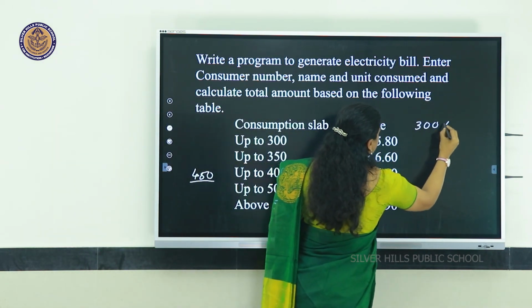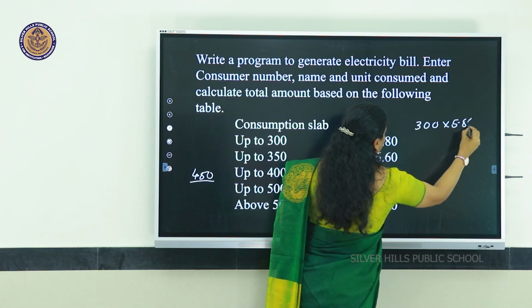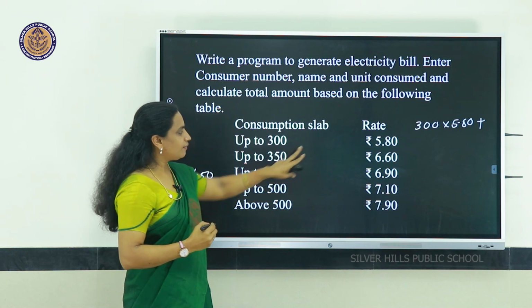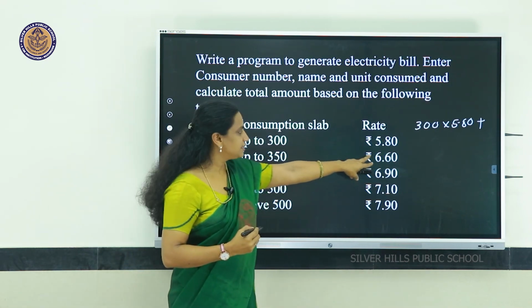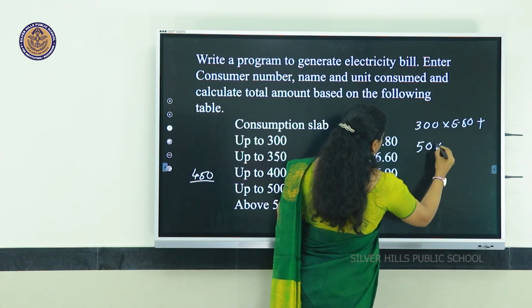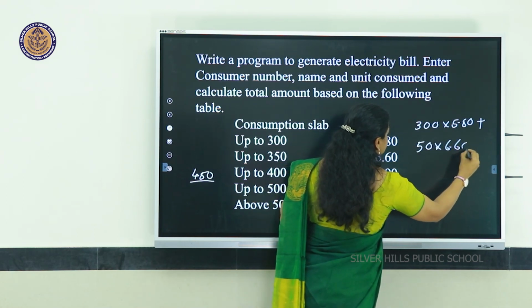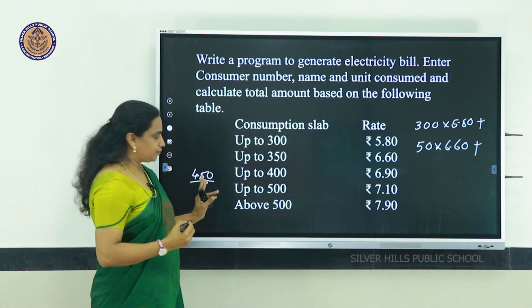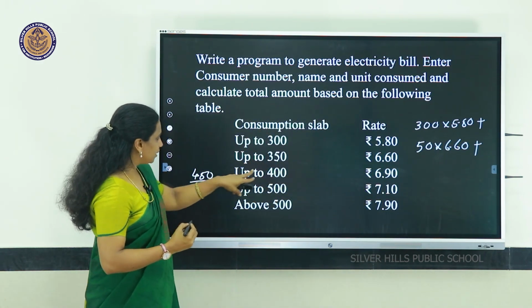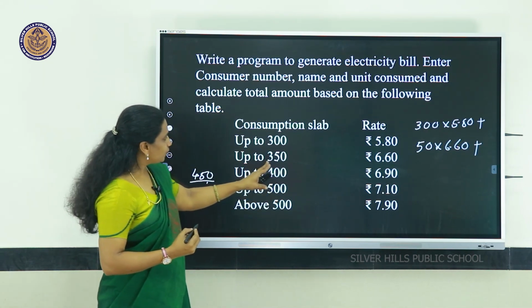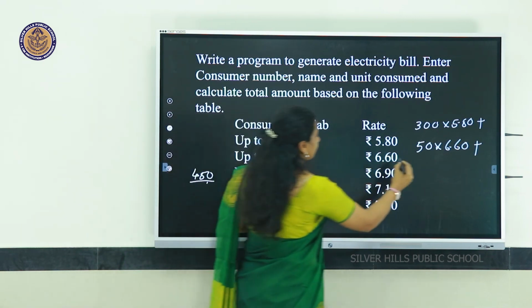300 into 5.80. Okay, plus now the next 50 units, what is the rate? It is 6.60. Okay, that is for the next 50 units, 50 into 6.60, plus, now my consumption is 450. Okay, now it is lying between 400 and 500. Therefore, the next 50 units, what is the rate?